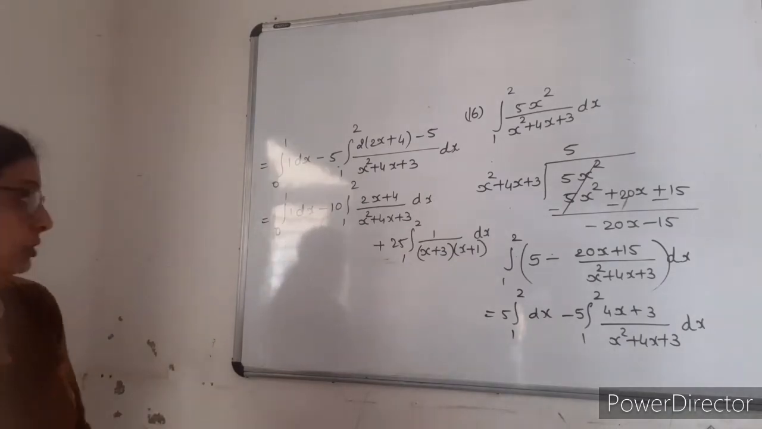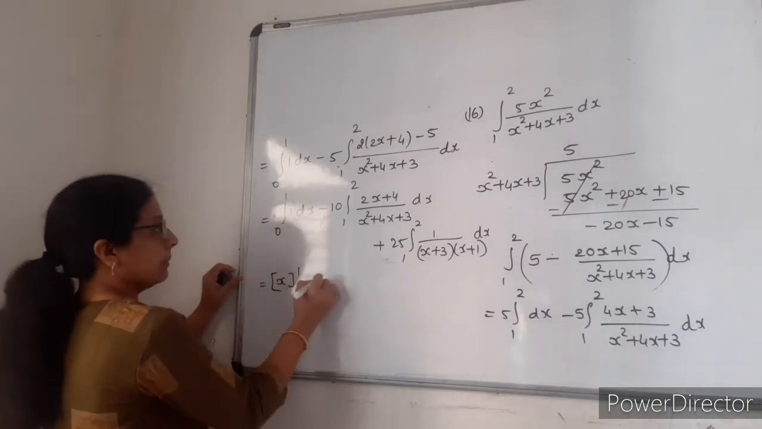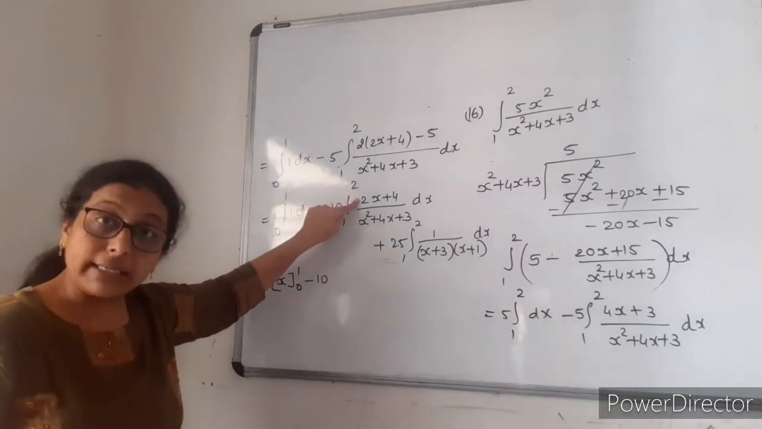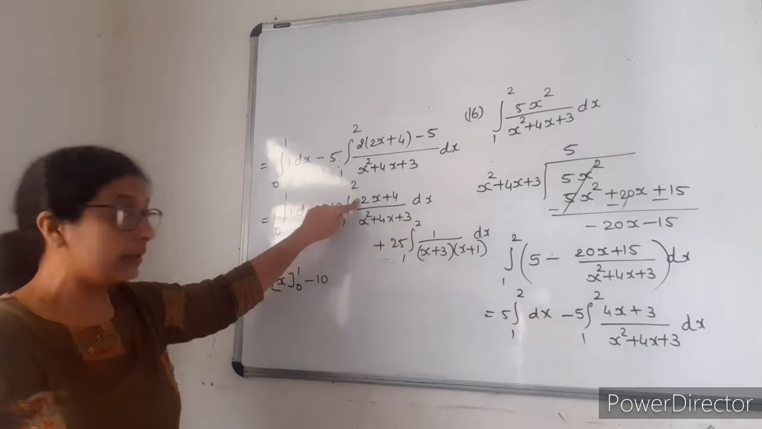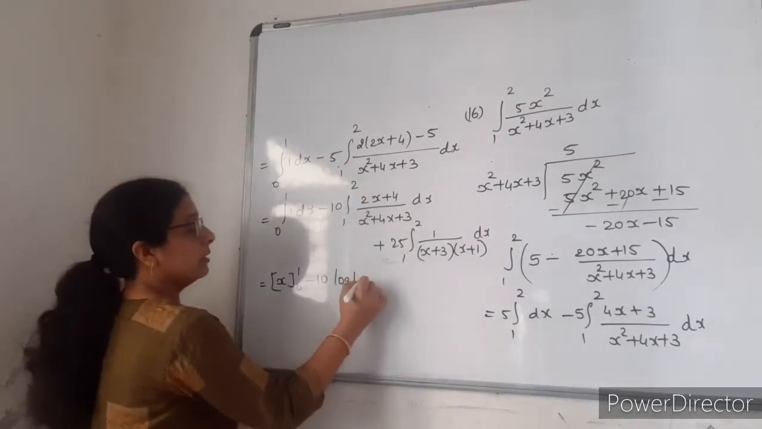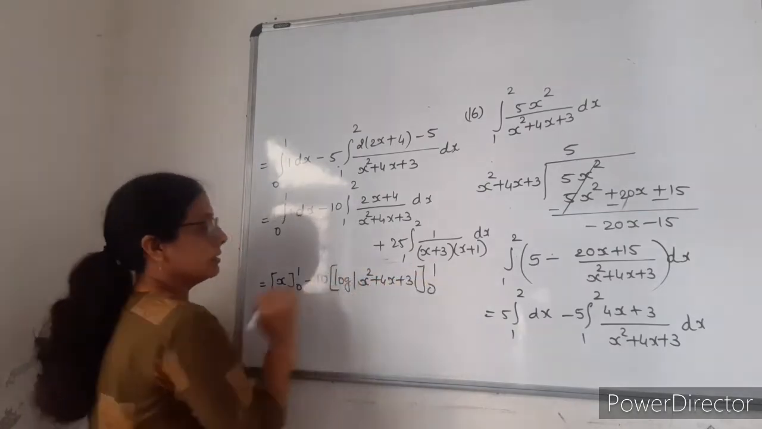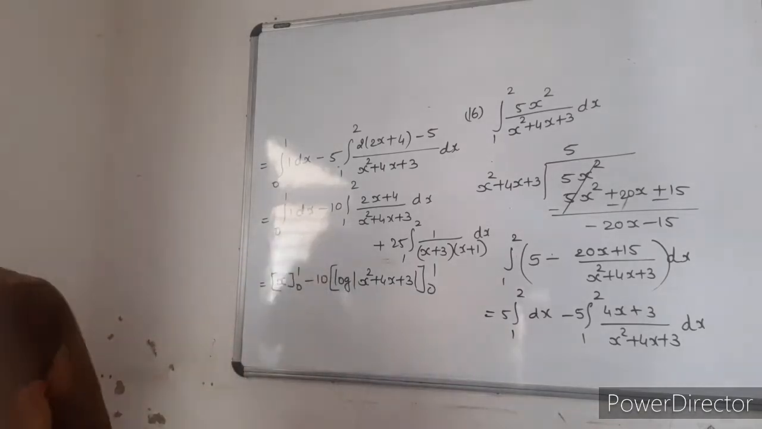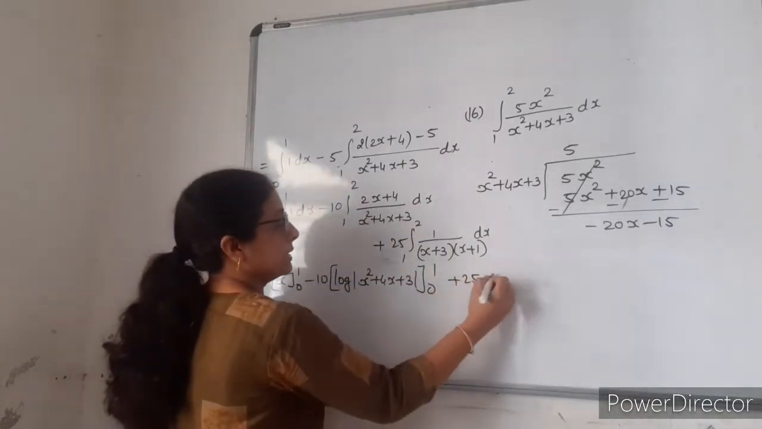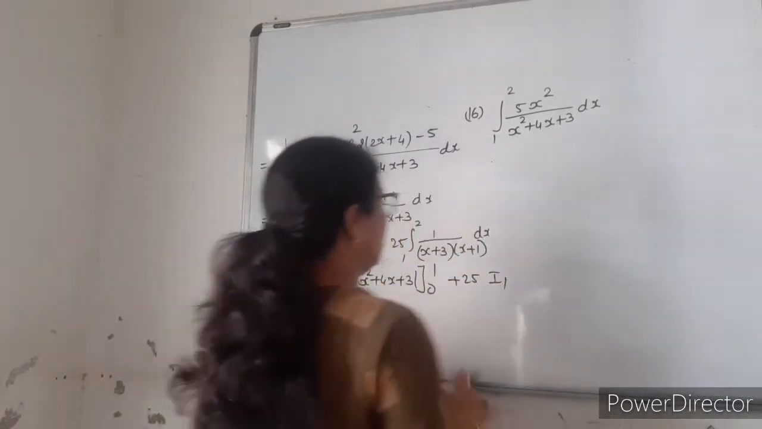Right? Yes. So now this is the integration. The integration of 1 will be x. This is the function and above is its derivative. So if you do the substitution method, you will get log mod of this. So I will write log mod x square plus 4x plus 3, this is 0 to 1. And now this is 25 I1, where we want to find this I1.